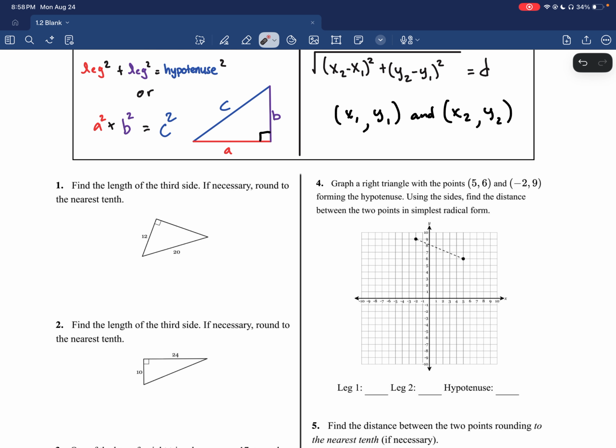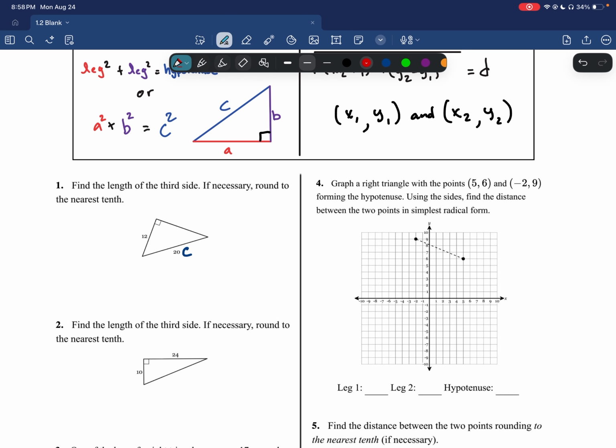So the first thing I need to do is I always want to know what am I solving for. You're either going to be solving for a leg or you're going to be solving for the hypotenuse. In this case, because remember the right angle points to our hypotenuse, we have the hypotenuse. So in this case, 20 is going to be our C, because the hypotenuse is always C.